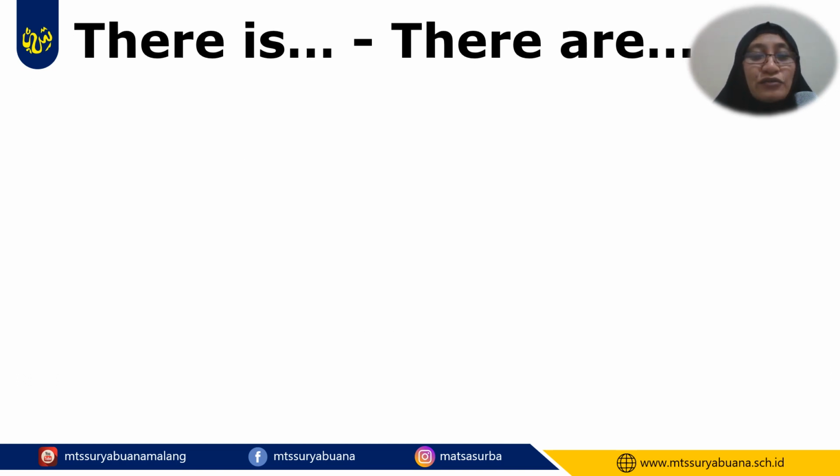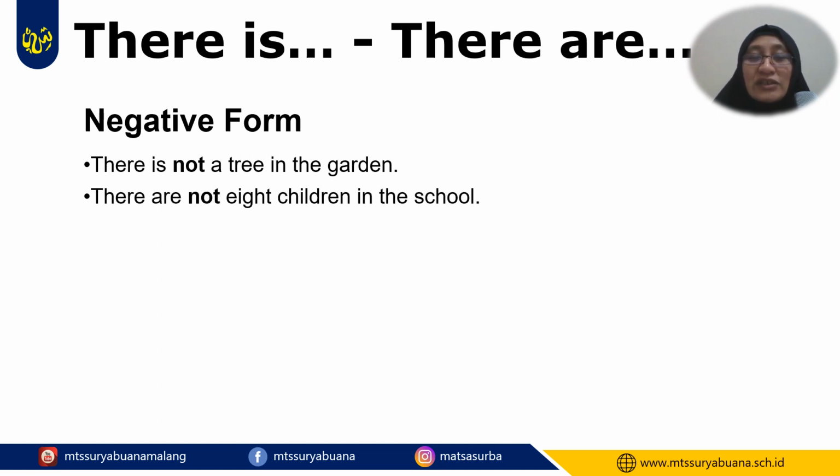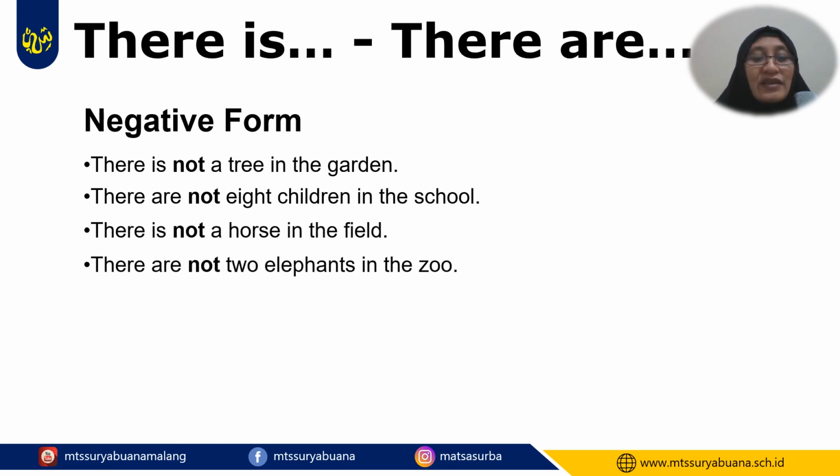Okay, let's continue talking about the negative form now. The negative form here, we can simply add with not. So, there is not a tree in the garden. There are not 8 children in the school. There is not a horse in the field. There are not 2 elephants in the zoo.